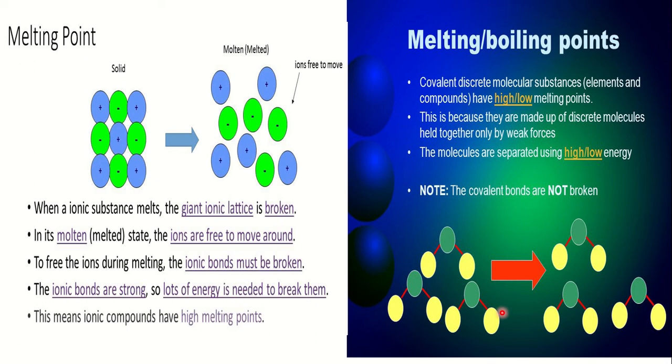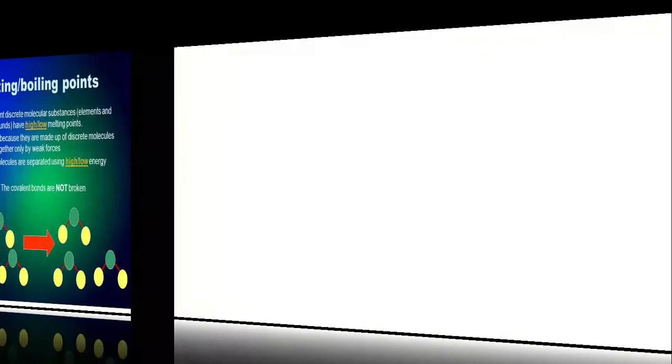But again, you have to remember one thing: to melt a covalent compound, you have no need to break the covalent bond. Only the van der Waals force is broken here. But to melt an ionic compound, you have to break the ionic bond.